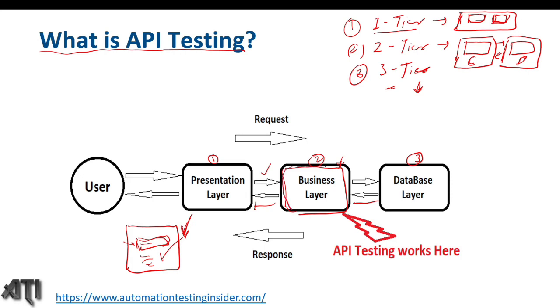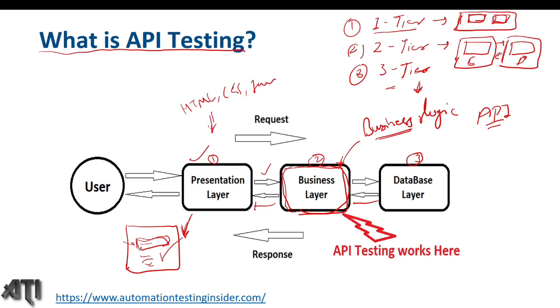So if you see, there is a middle layer, the business layer. This is where we write the business logic. Business logic is nothing but the APIs, which we cannot see. The logic is developed here. We do not see it because we can only see the presentation layer, which is developed in front end languages like HTML, CSS, JavaScript. Using those, we prepare this presentation layer or UI.